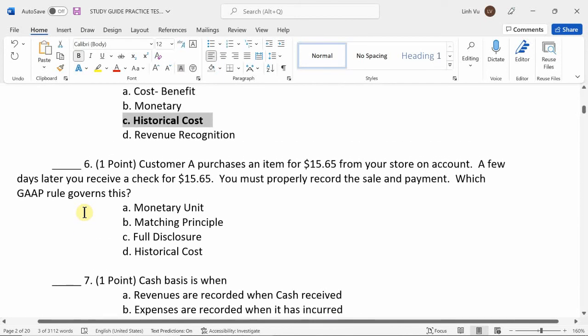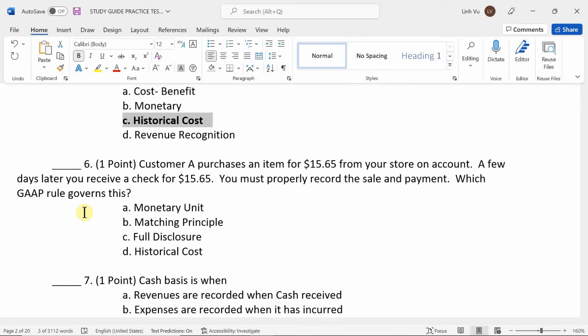Number six, okay? If customer A decides to purchase an item for $15.65 from your store on an account, and a couple days later you receive a check for $15.65, you must properly record the sale and payment. Which GAAP rule governs this? Full disclosure. Not full disclosure. Full disclosure is when you have extra information pertaining to that transaction that you cannot journalize. You have to have a separate place for it.